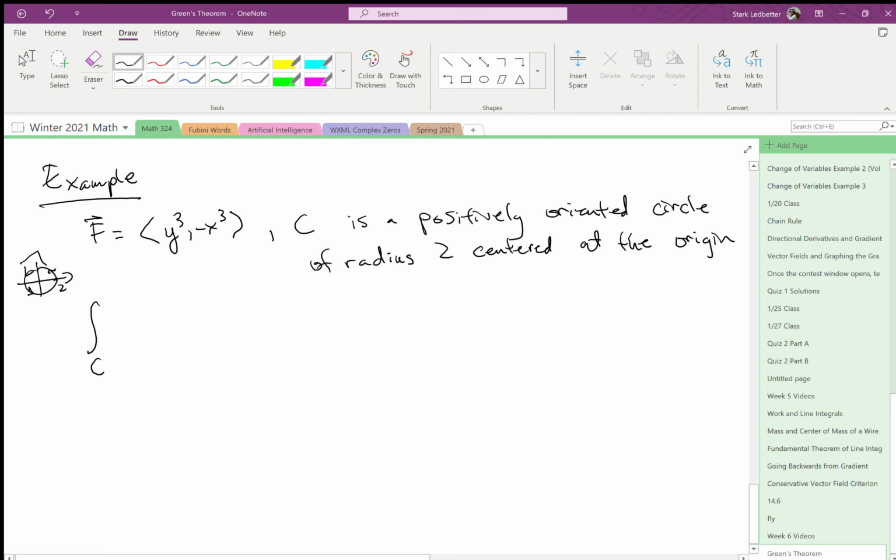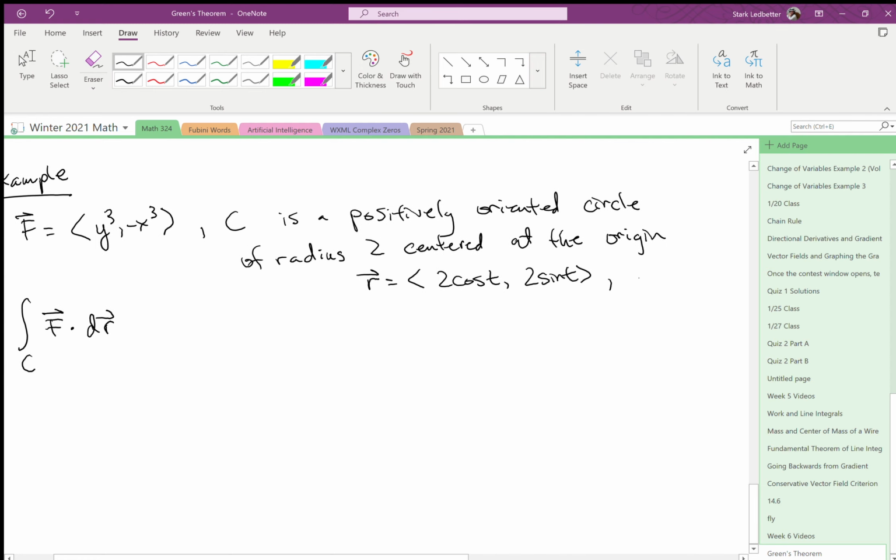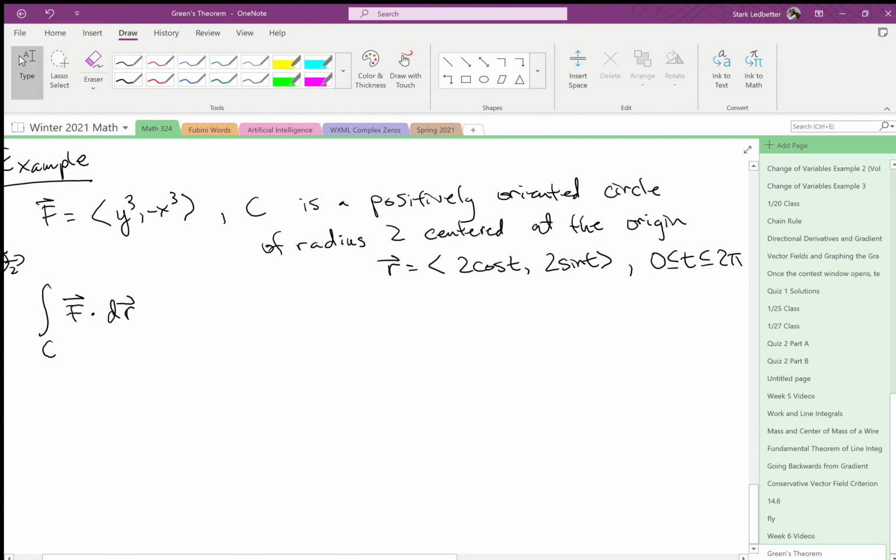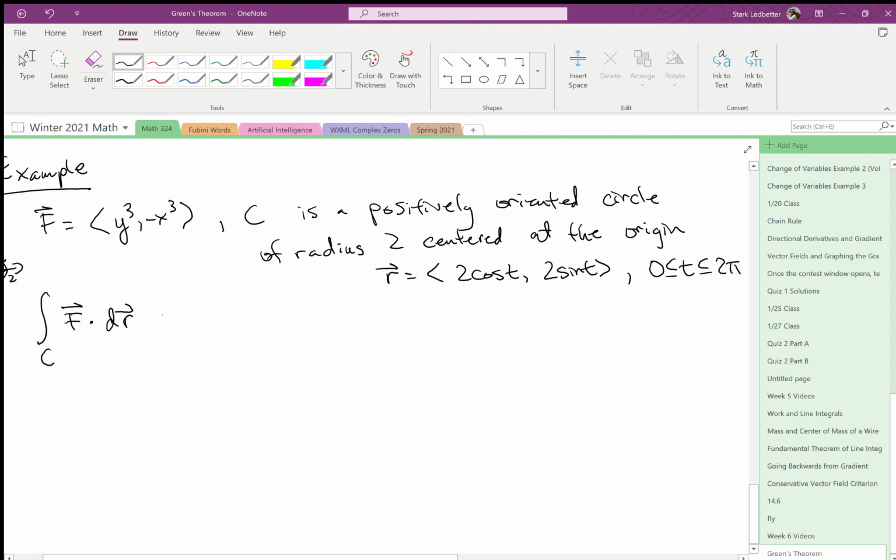Okay, so before we had Green's theorem, we would have to do it this way. It's F dot dr, where r is some parameterization of C. That's not too hard. The parameterization can be 2 cosine t, comma, 2 sine t, and we know that going once around the circle, t goes from 0 to 2 pi. Everything's vanilla and nice.